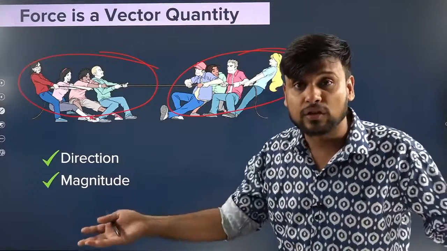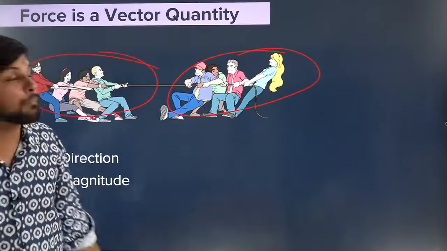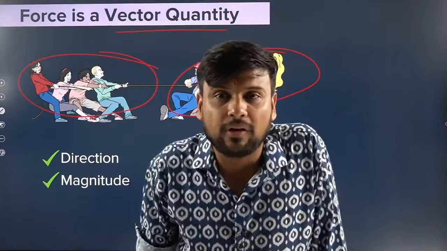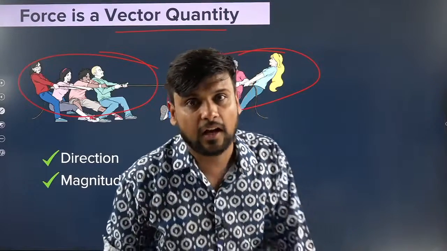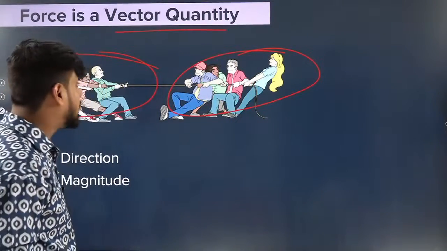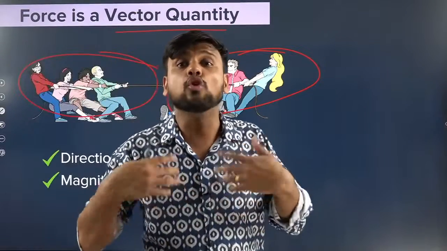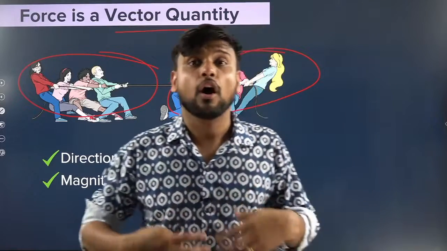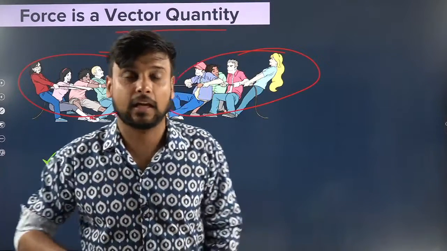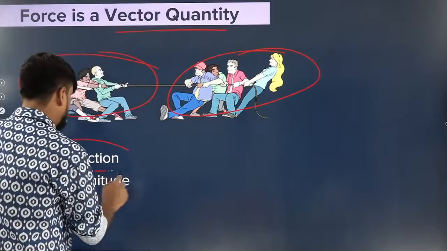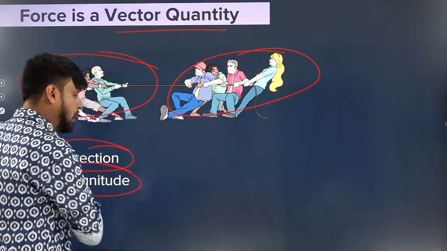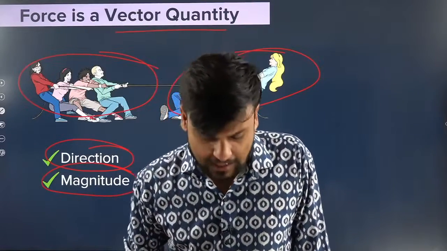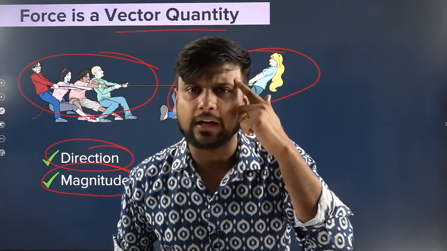Even though they are applying force. So yes, force is what type of quantity? It's a type of vector quantity, right? We have two types of quantities, scalar and vector. So force is what type of quantity? Vector quantity. It means whatever output we see, that output of that physical quantity depends upon two things. One is direction and second one is what? Magnitude. Yes.